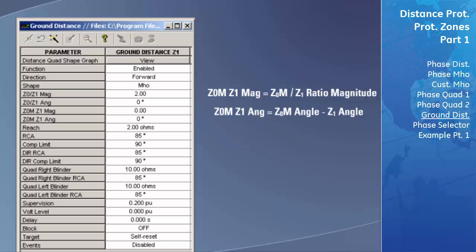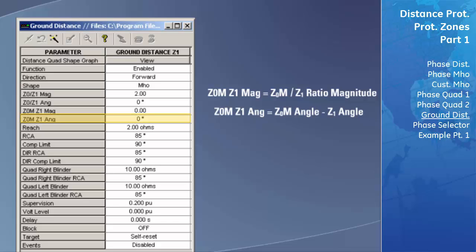the transmission line. The first setting is labeled Z0M Z1 mag, which stands for the zero sequence mutual impedance, positive sequence impedance ratio magnitude. Calculate this by dividing the zero sequence mutual impedance by the positive sequence impedance. If the transmission line being protected is not affected by parallel transmission lines and no compensation is to be performed by the D60, the value of 0 should be entered here.